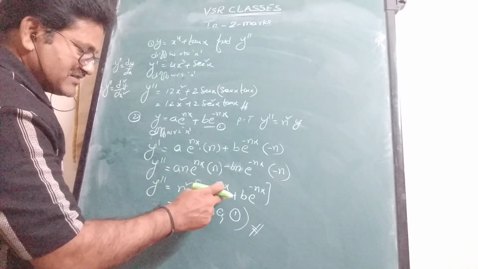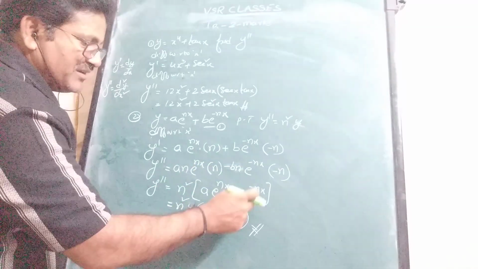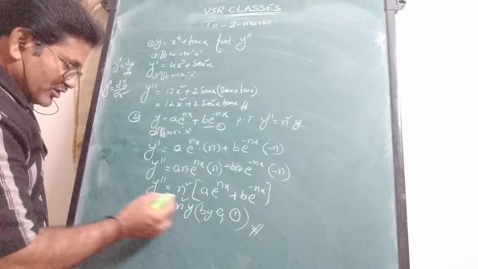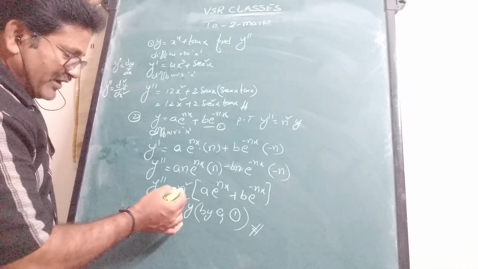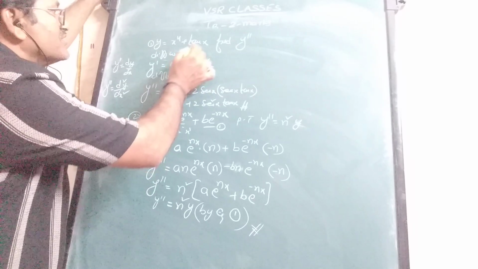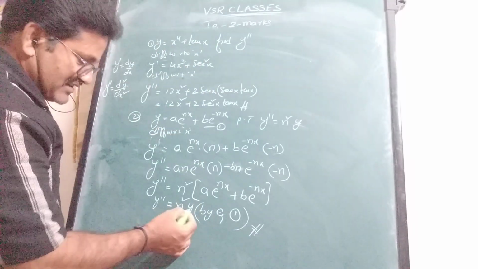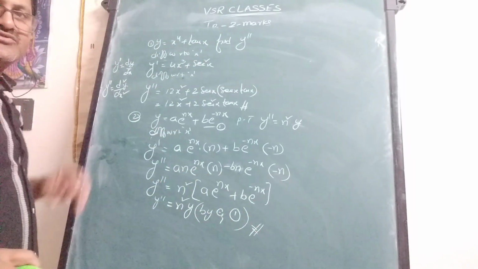Now n square is the common element. a e power nx plus, minus into minus is plus, b e power minus nx. I took n square common. So y double dash is equal to n square. What is this value by equation 1? Again y. So n square y, hence proved. Like this we have to do.